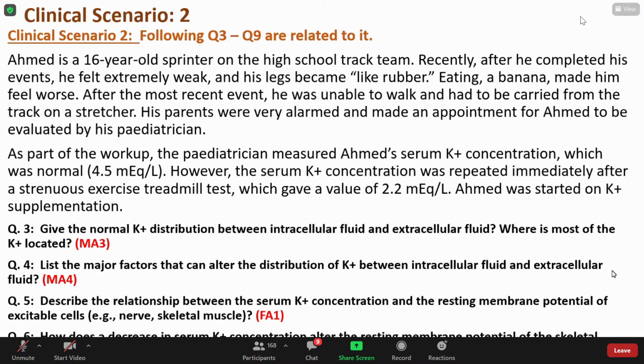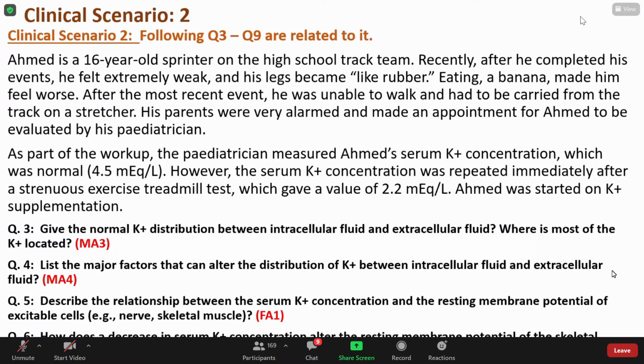Okay, let's move to the next question. Question number 5. Is there any volunteer from FA1, please? Yeah, I can answer the question. Yes, please. Can you read the question for us? Yeah. Describe the relationship between the serum potassium concentration and the resting membrane potential of excitable cells, for example nerve, skeletal muscle.